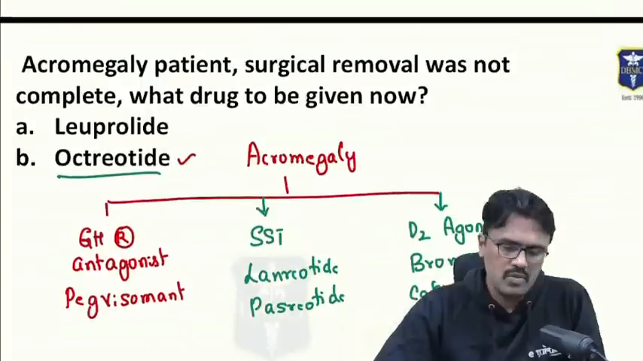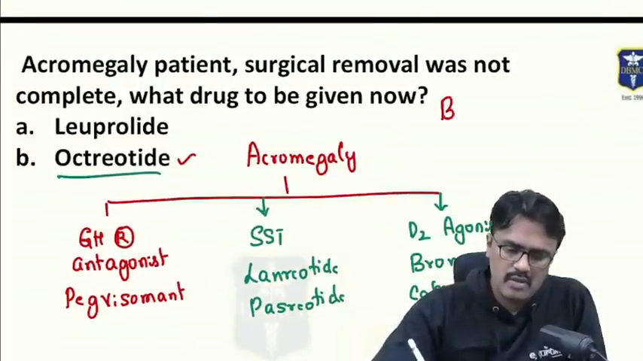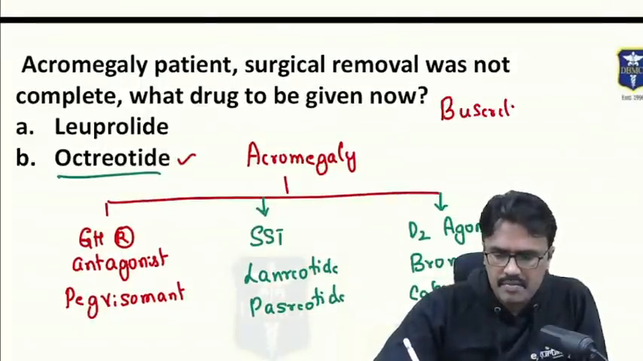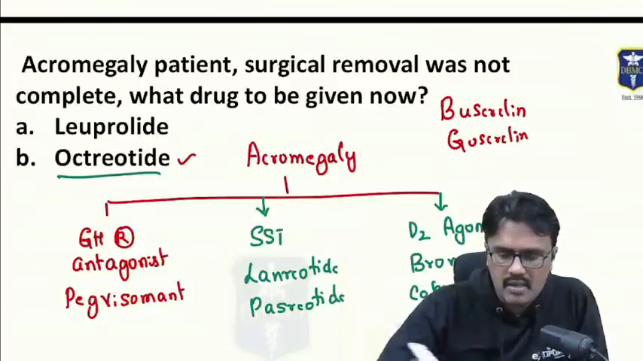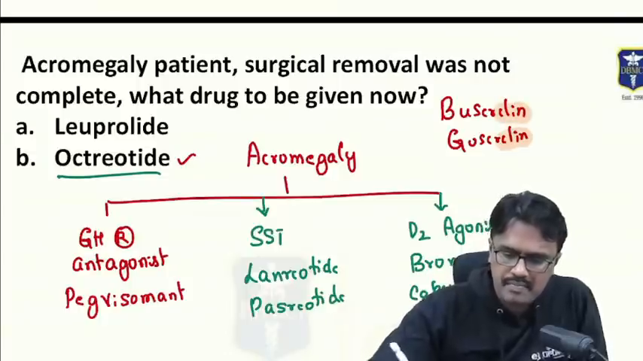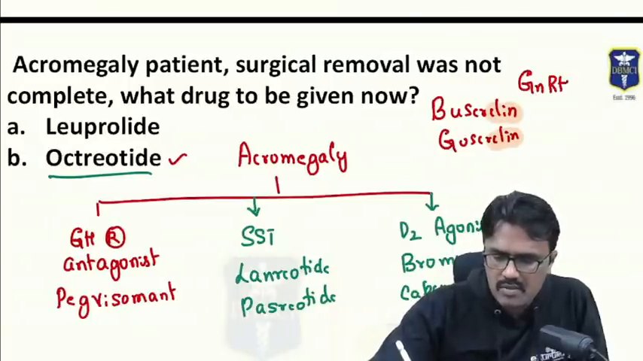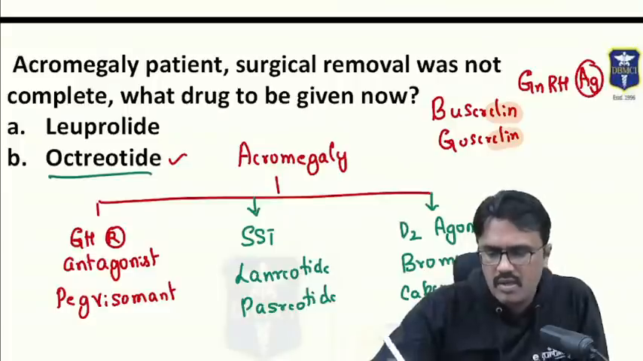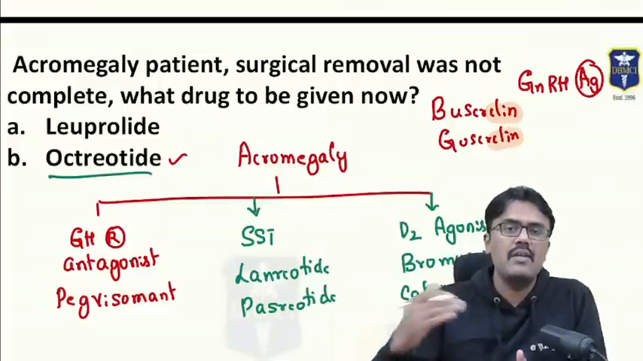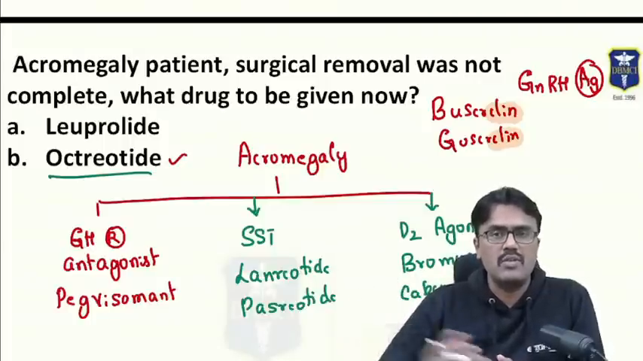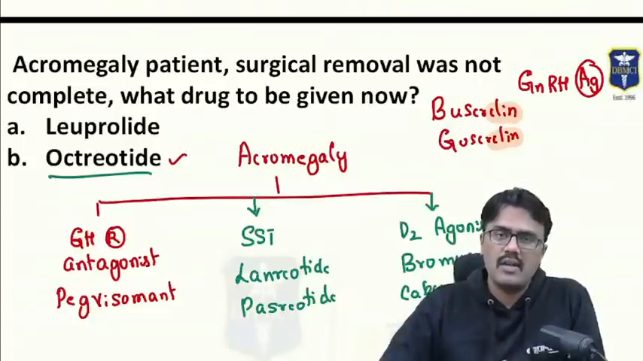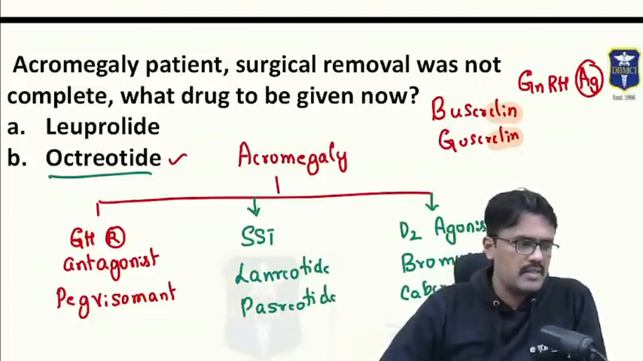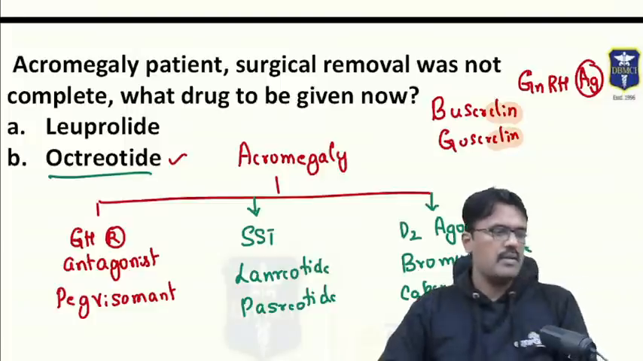Other options were buserelin, goserelin. Remember, buserelin, goserelin, anything ending with relin is a GnRH agonist. These agonists can be given in two ways. If you give them continuously, they will decrease estrogen, progesterone, testosterone. If you give them intermittently, they increase estrogen and testosterone. Based on that, we use them in different conditions. Yes, Ashish, thank you for the options.